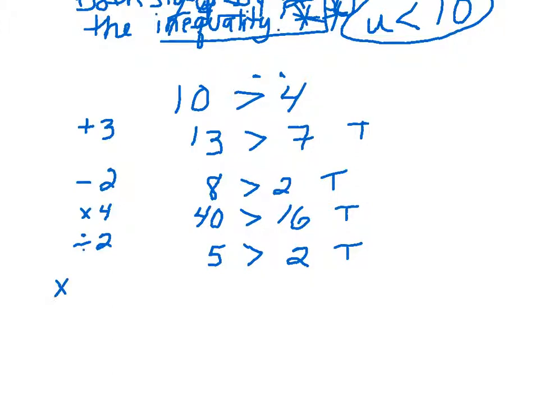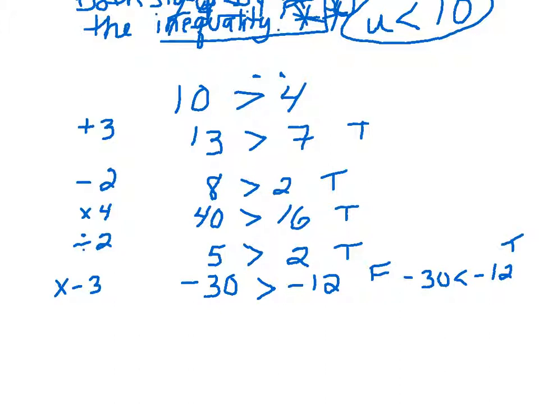Let's say we're going to multiply by negative 3. 10 times negative 3 is negative 30, and 4 times negative 3 is negative 12. Is negative 30 greater than negative 12? No, siree, it is not. So what we have to do to make this a true statement is change the inequality and flip it around, because negative 30 is less than negative 12. That would be making it a true statement.